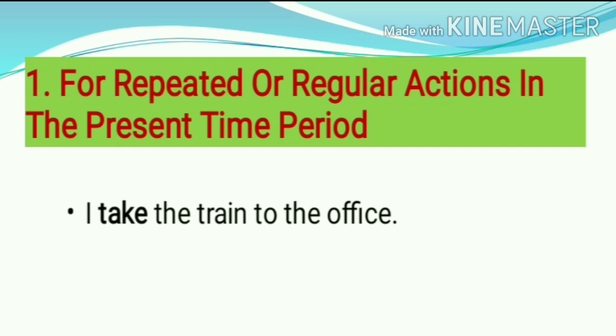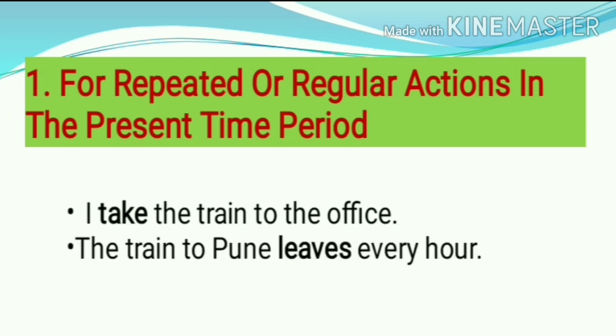So what is given, that is taking the train to the office, that is my regular action, and that's why I have made the use of simple present tense. Next one, the train to Pune leaves every hour. Every hour is the signal word which gives us the idea about the repeated or regular action. Now the train, that is third person singular subject, and so I have made the use of leaves, not leave.